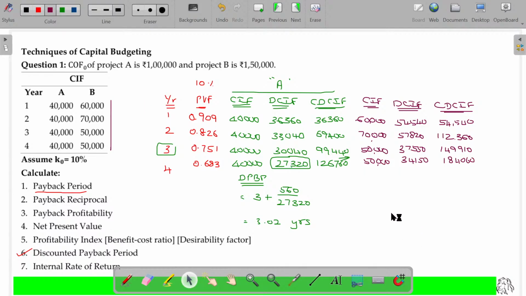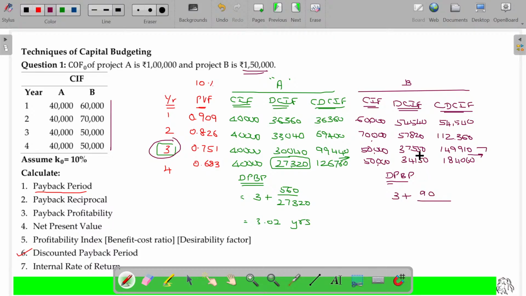So how much do I need to get? 1,50,000 rupees. This is for project B. So 1,50,000 I am getting anywhere between 3 and 4 years. I start with the third year, discounted payback period, plus the shortage here. I need to get 1,50,000, but I got 1,49,910. 90 rupees shortage is there.